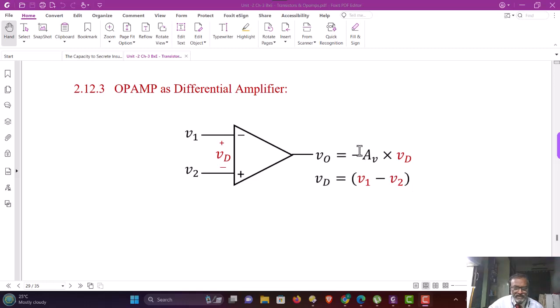Here the negative sign indicates that VD is positive at the inverting terminal, and that's why the output is an inverted version of VD.